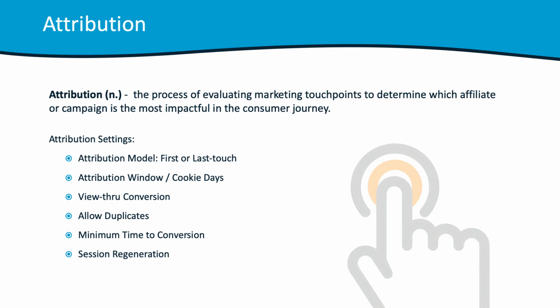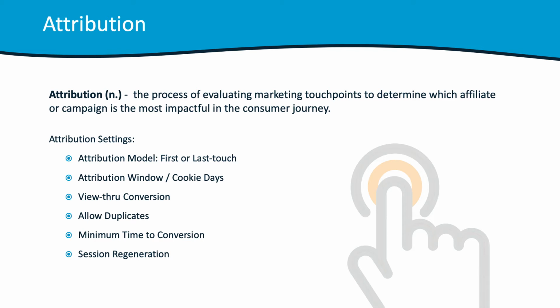A couple of the settings that you should be aware of when setting up your offer attribution are first or last touch attribution models, the attribution window, also known as cookie days in Cake, which is defaulted to 30 days and controls how long an affiliate can receive credit for a conversion. View-through conversions, which allows you to attribute a conversion to an affiliate's campaign if an ad view or an email open was tracked, there's no known click, and then the user converts.